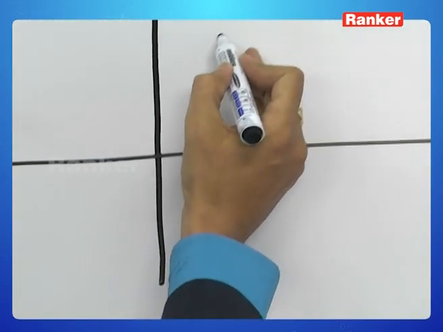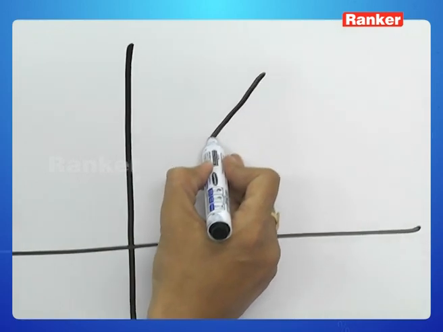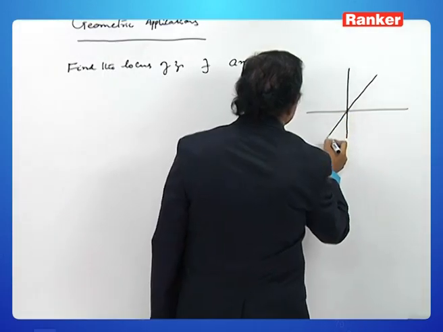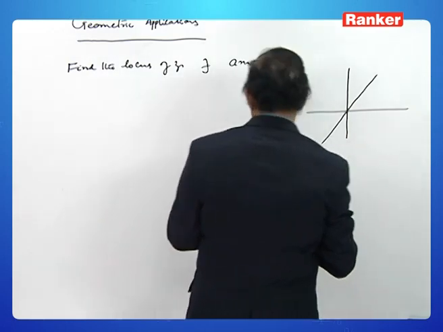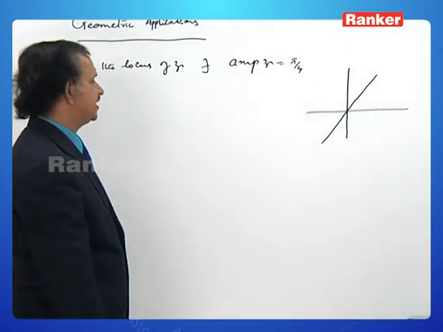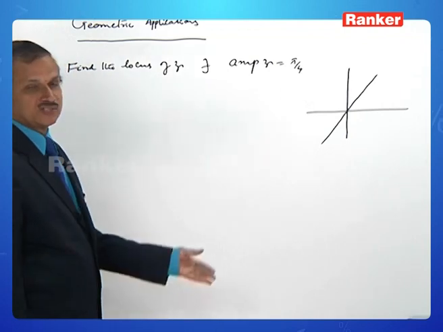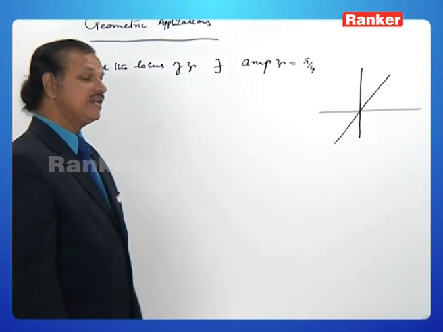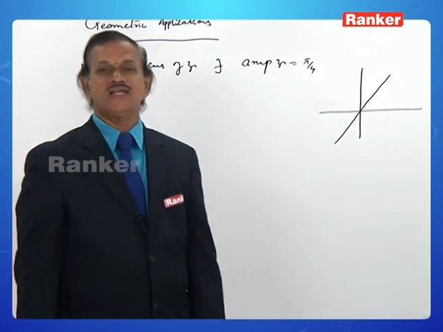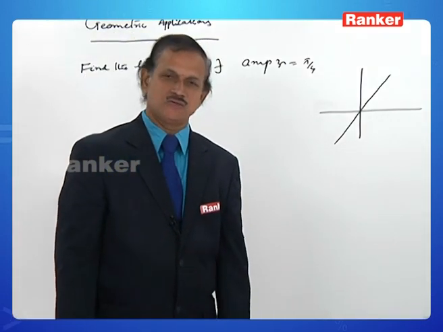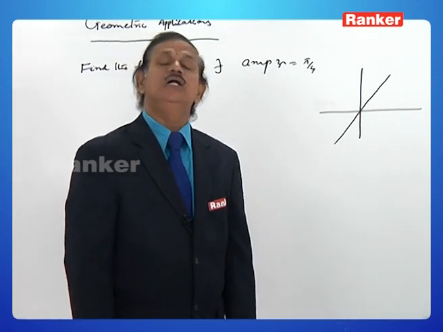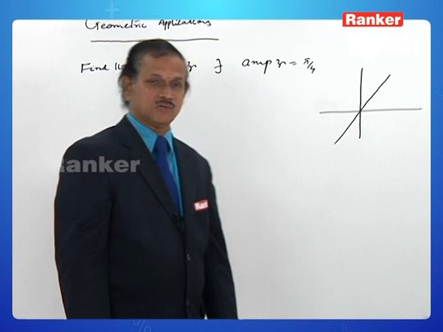line passing through origin and bisecting first quadrant and third quadrant. Locus of Z such that amplitude of Z is equal to pi by 4 is the line x is equal to y. So whenever different loci are asked, you try to convert Z in terms of x plus iy or in the mod amplitude form, so that you will be able to have the locus.